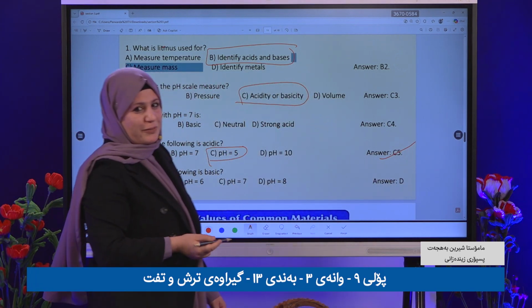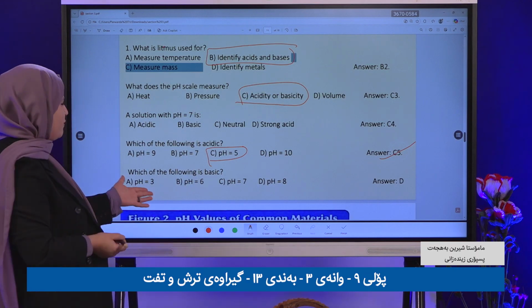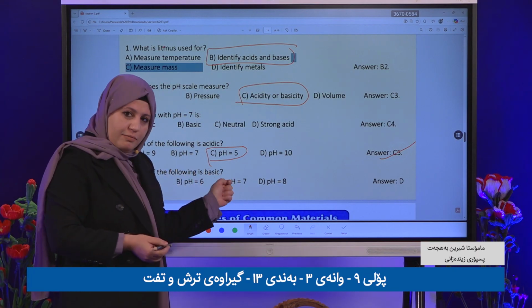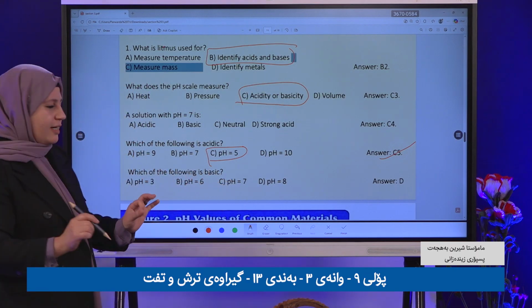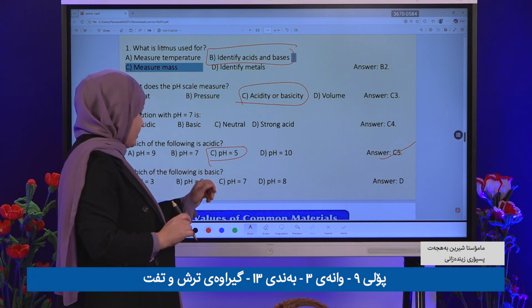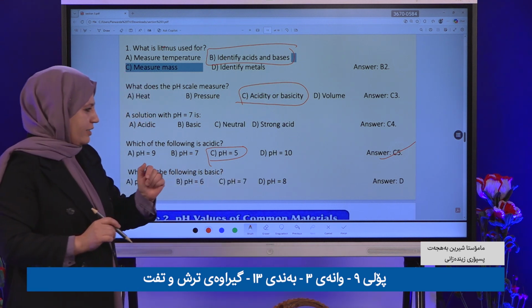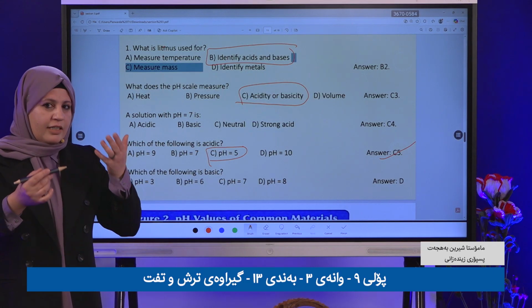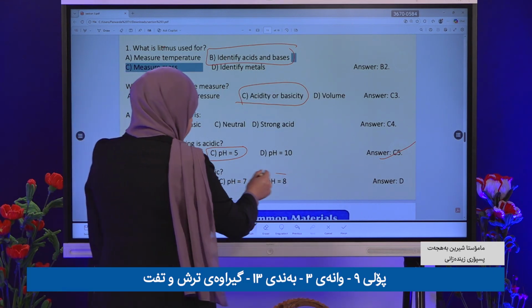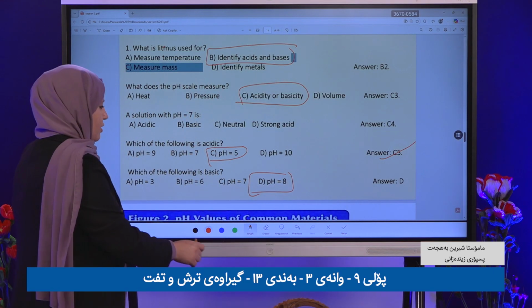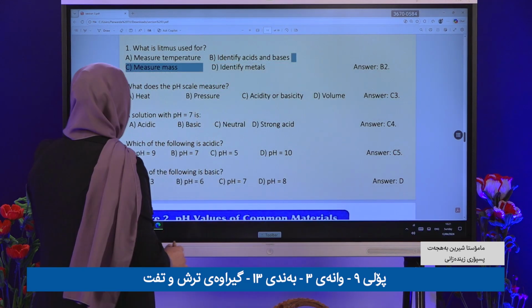It's in front of you, okay? So which of the following is base? And this is important too, especially for national exam. Which of the following is base? pH 3 or 6, 7 or 8? We said greater than 7, it will be base. Clear? That's all about pH and indicator.